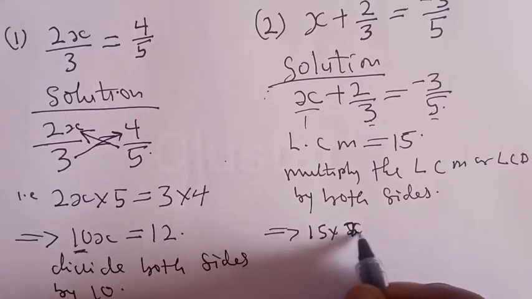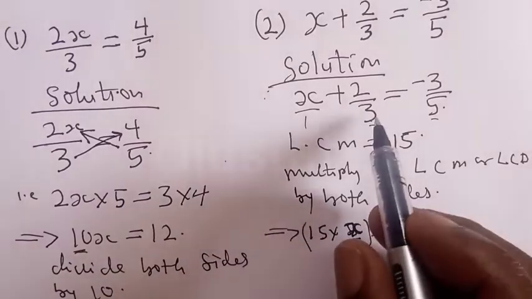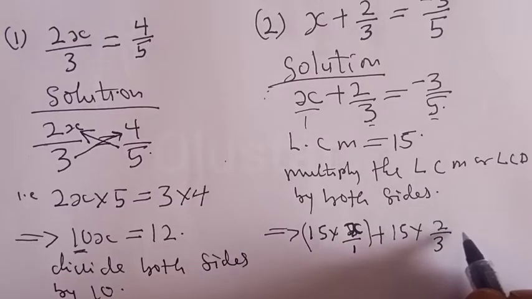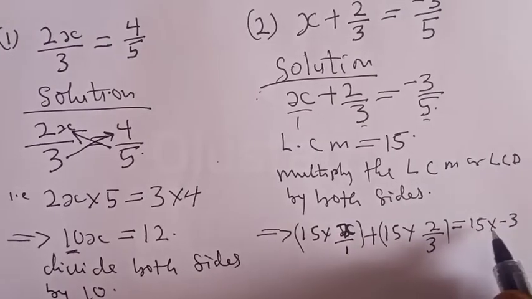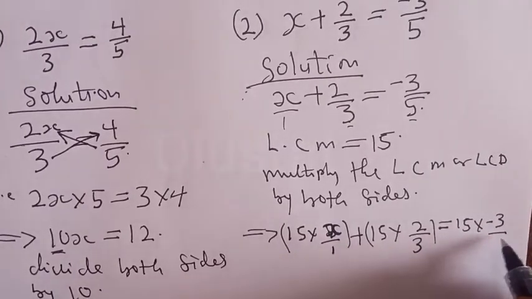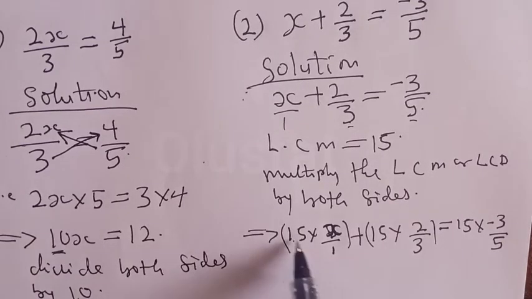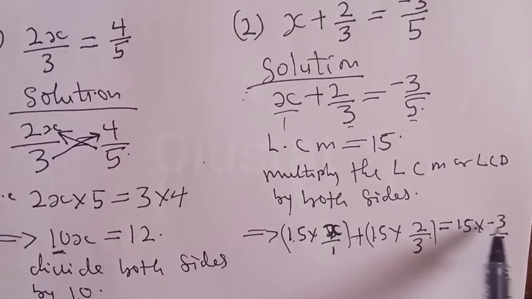x all over 1 plus 15 multiplied by 2 over 3 is equal to 15 multiplied by minus 3 over 5. Hope you are getting it. We are trying to multiply the LCM by the equation at both sides. We have 15 times x over 1 plus 15 times 2 over 3, which is equal to 15 times minus 3 over 5.